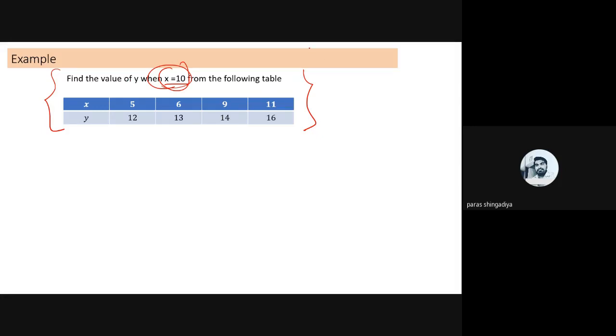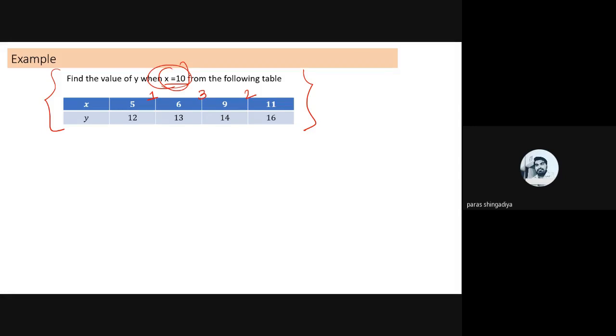But right now the values 5, 6, 9, 11 are given. Here the difference of 5 to 6 is 1. The difference of 6 to 9 is 3. And the difference of 9 to 11 is 2. So here it is not equally spaced data, which means it is unequally spaced data. Here 1, 3, 2, the difference is not the same between two consecutive terms. So for this case, we'll apply the Lagrange interpolation as well as Newton divided difference, okay.